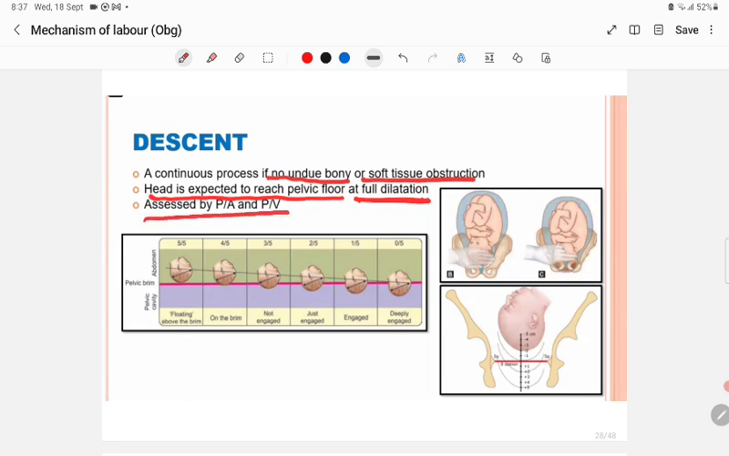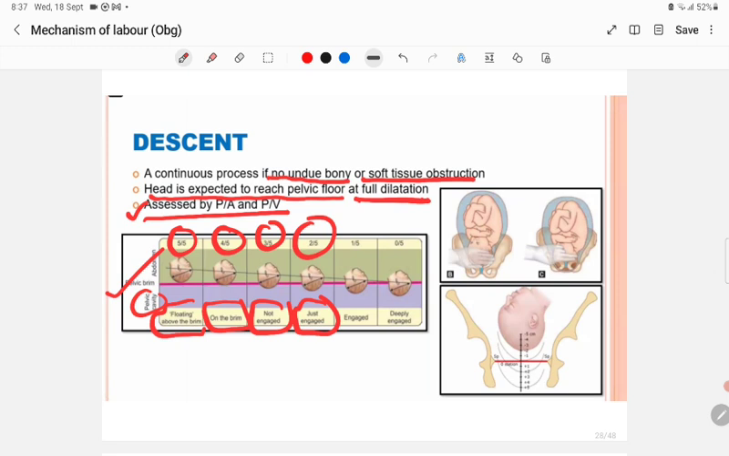The descent of the head is assessed by per abdomen and PV examination. By Crichton's method, this is the pelvic brim and this is the pelvic cavity. If 5 by 5 is palpable per abdomen, it is called floating above the pelvic brim. If it is 4 by 5, it is called on the brim. 3 by 5 is not engaged. 2 by 5 is just engaged. 1 by 5 is engaged. 0 by 5 is deeply engaged.